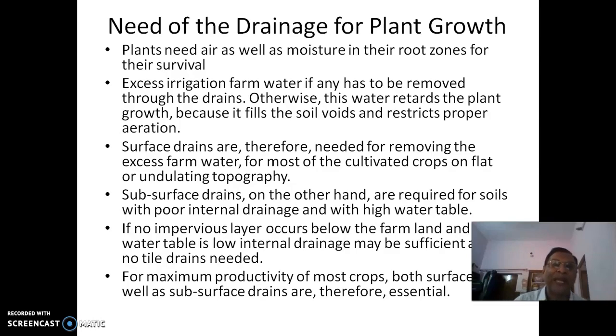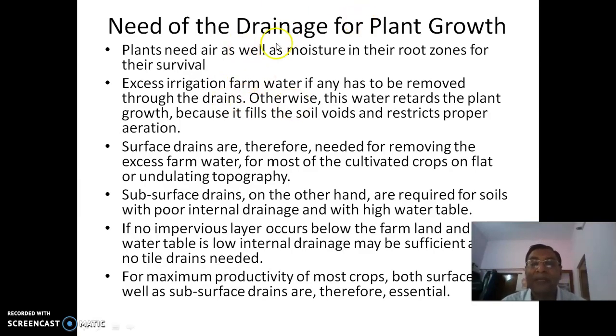So for every plant there is a need of aeration in the root zones. Therefore excess farm water, if you are simply putting only that much water like your sprinkler and drip, doesn't matter. But if you are putting excess water like gravity surface irrigation, any excess water has to be removed through the drains. This is very important. We have to remove the excess water after fulfilling the soil moisture deficiency. The excess water should be removed properly.